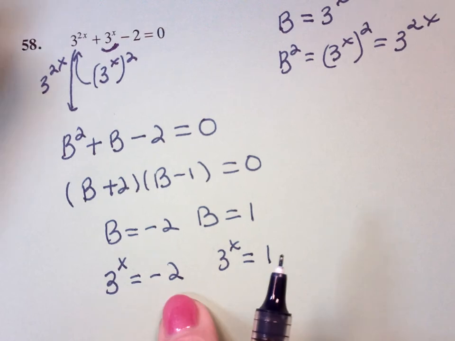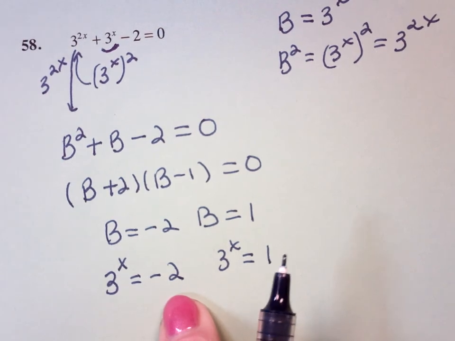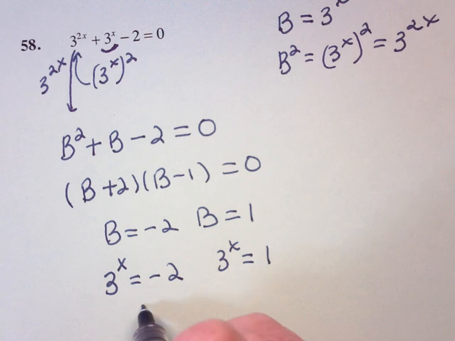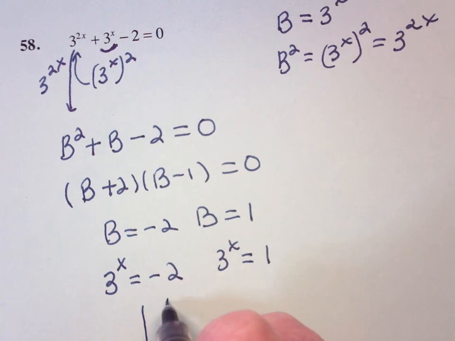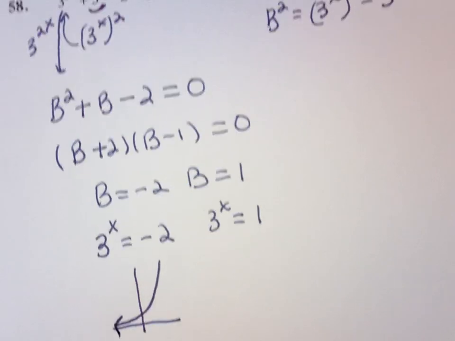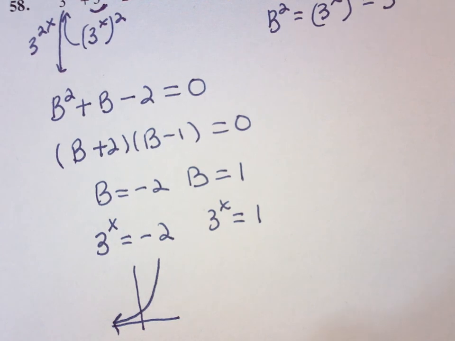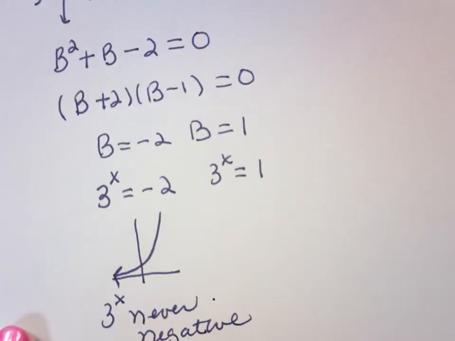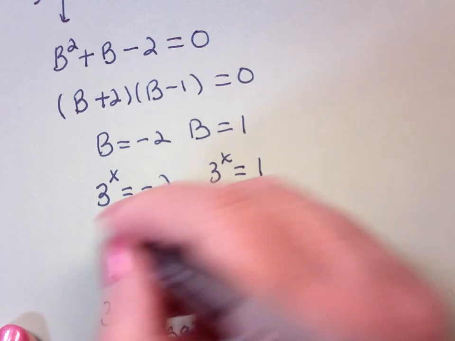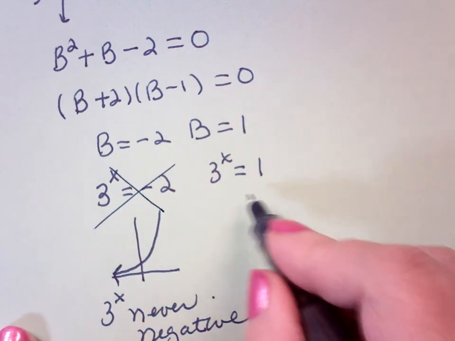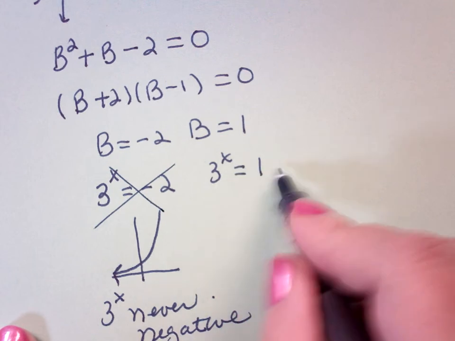Is 3 to the x ever negative? No. I mean, this is an exponential, and if you remember 3 to the x, this is what 3 to the x looks like. So it's never a negative number. 3 to the x, never negative. So this guy goes.